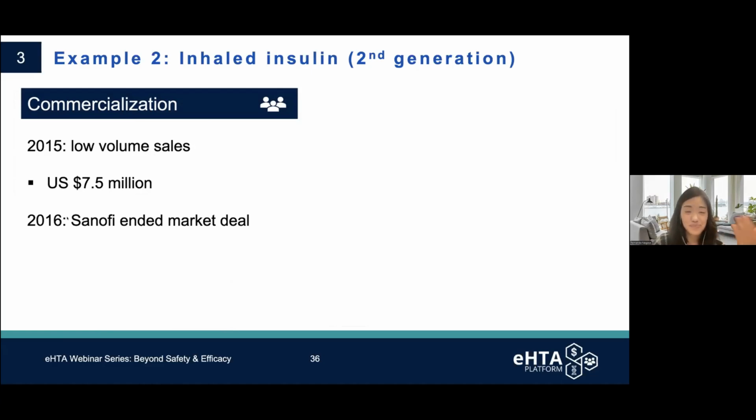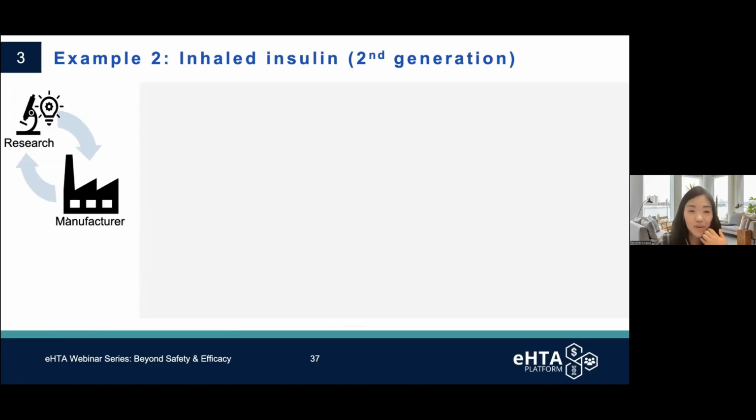And in 2016, Sanofi actually terminated the agreement with Mankind Corporation, but they still remain hopeful that the product will eventually pick up and sales will improve. So we'll see what will happen in the coming years. The product is still available on the market.